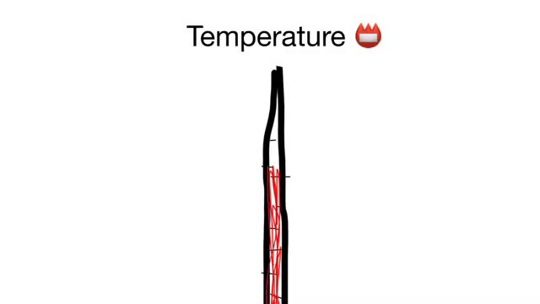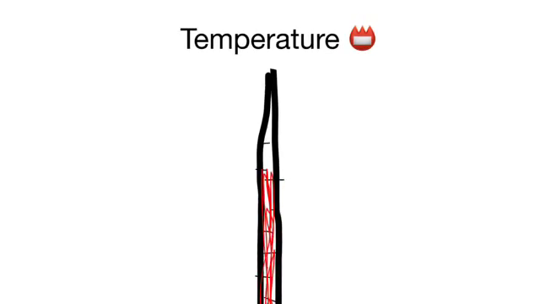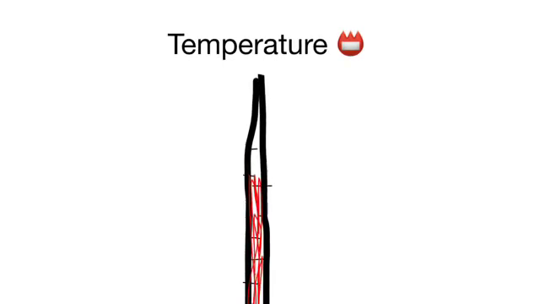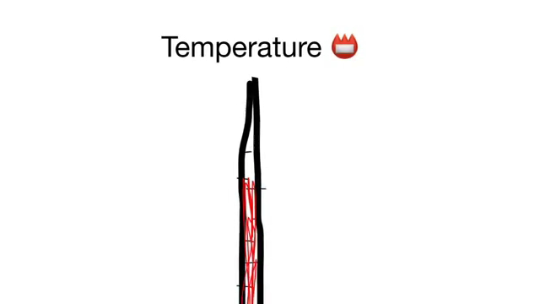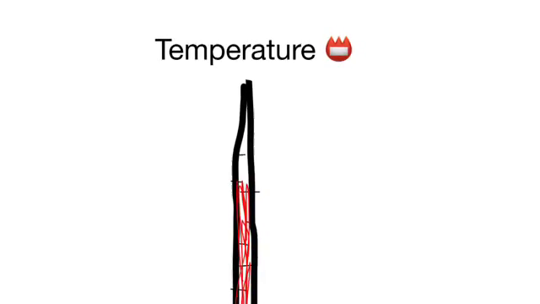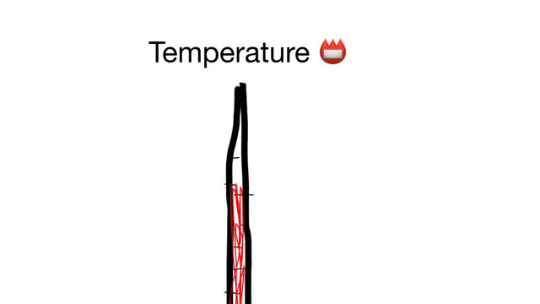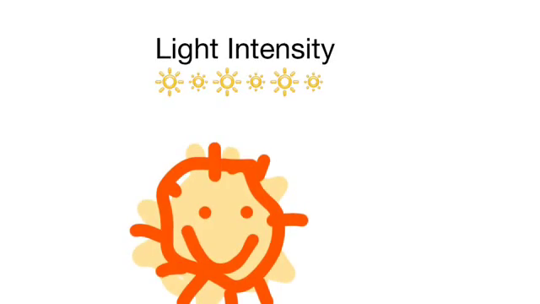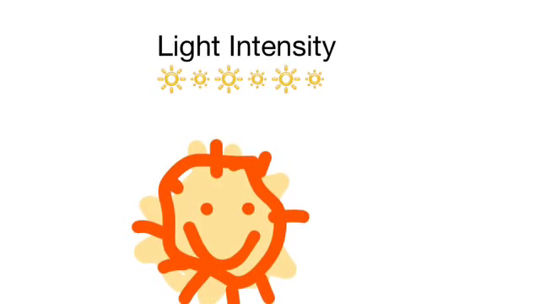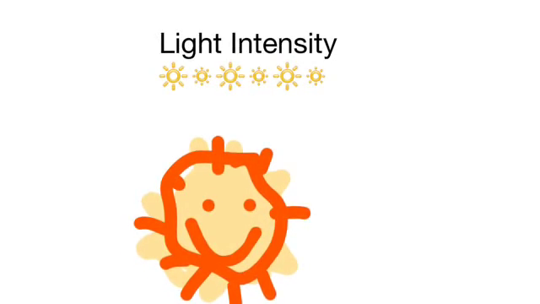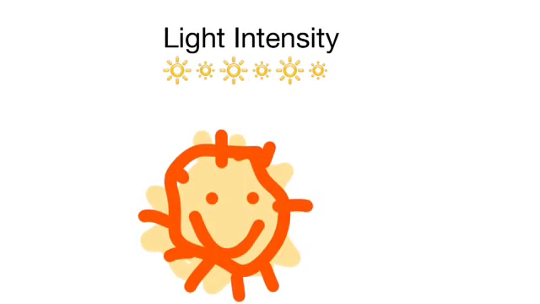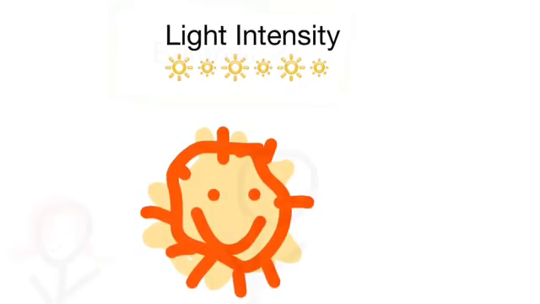Also, the temperature can affect the rate. Warmer is better, but if it gets too hot, enzymes used during photosynthesis will denature, changing the shape, which means changing the function, and the plant cell will die. And finally, light intensity affects photosynthesis. Brighter is better, but once the saturation point is met, the rate of photosynthesis is unaffected by increased light intensity.